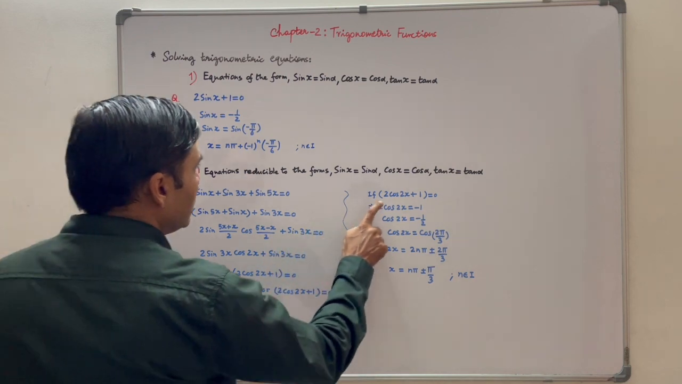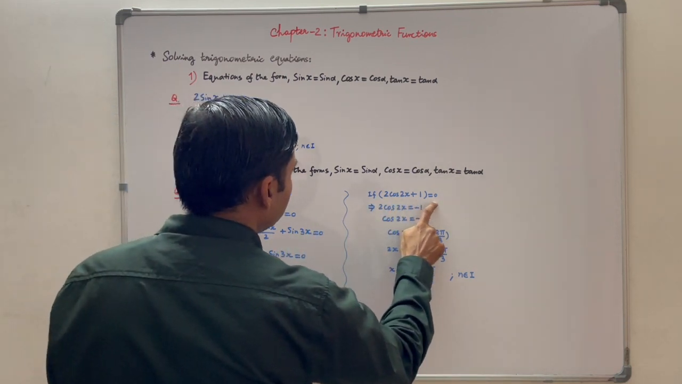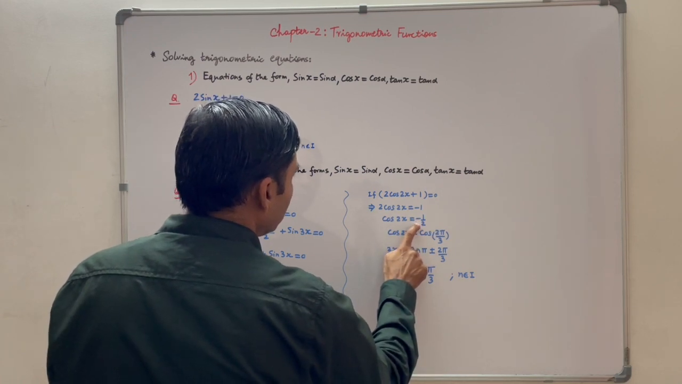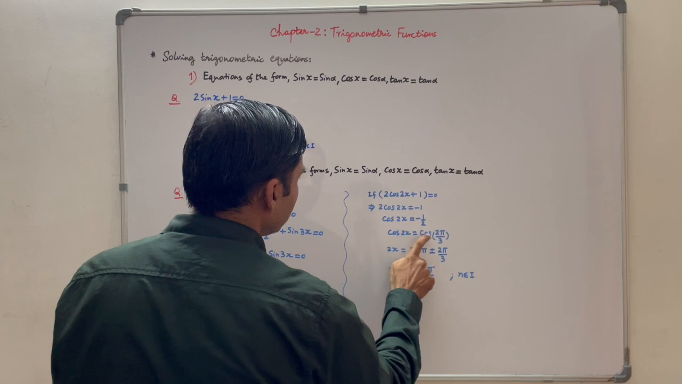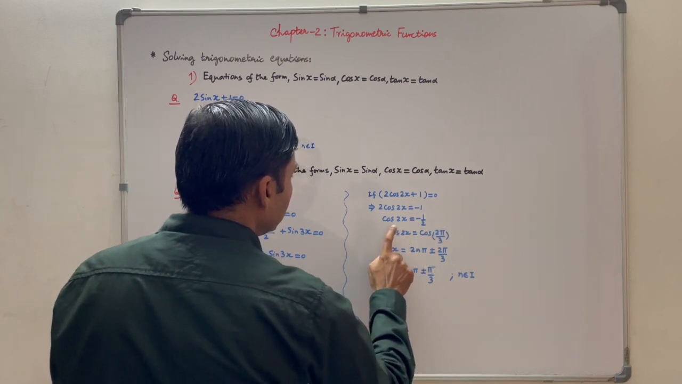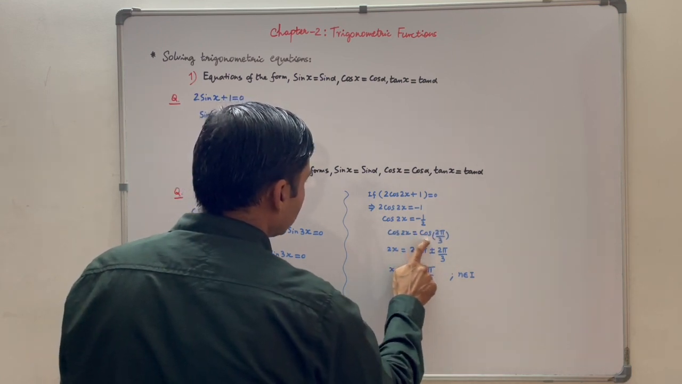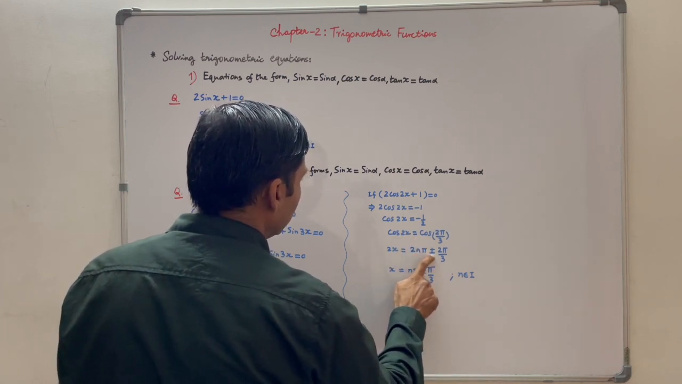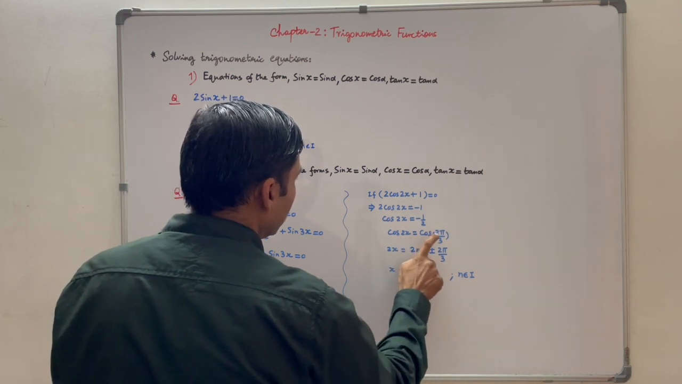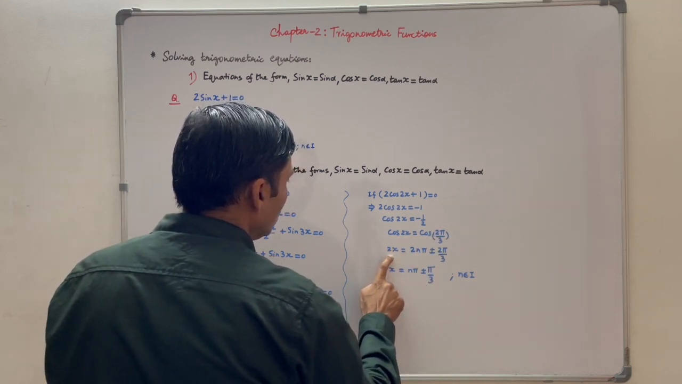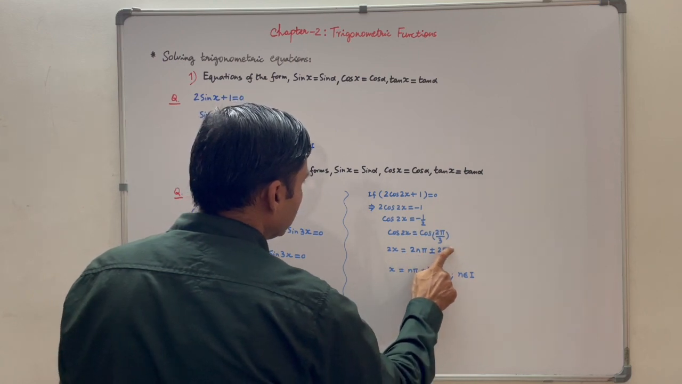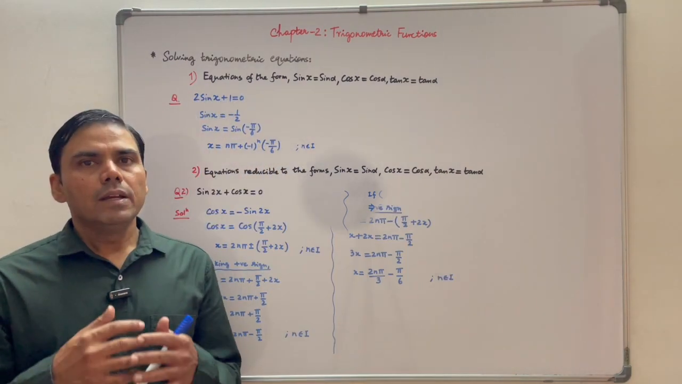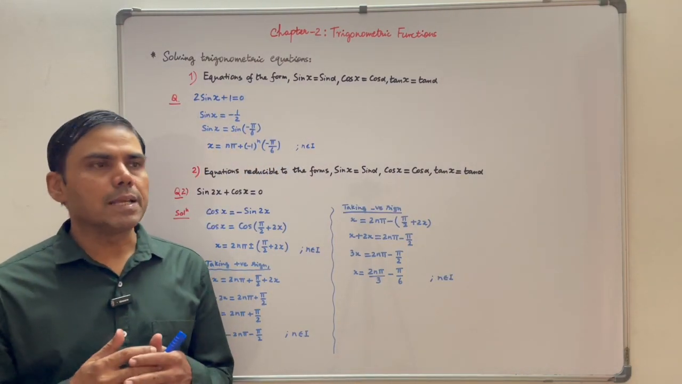In second case, if 2 cos 2x plus 1 is equal to 0, that means cos 2x is equal to minus 1 by 2. And minus 1 by 2 in cos form can be written as cos 2 pi by 3. That means it is in the form cos theta is equal to cos alpha. So the general solution is theta is equal to 2n pi plus minus alpha. Here theta is 2x and alpha is 2 pi by 3. So 2x is equal to 2n pi plus minus 2 pi by 3, or x is equal to n pi plus minus pi by 3. Let us see two more questions of this type.